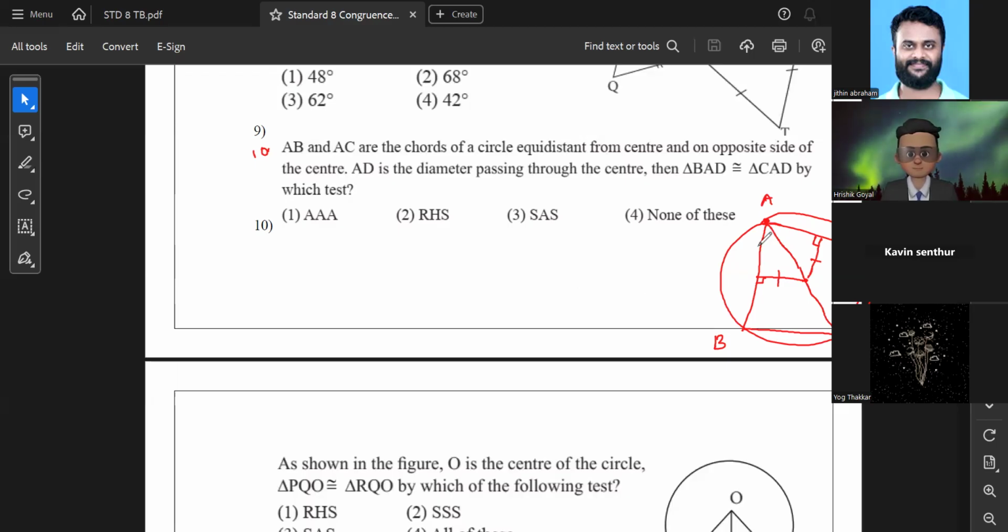Wait, I'm thinking. Just a minute. Since the chords are equidistant, the angle at A will be bisected, and so AB and AC will be equal. Actually, it is usually done by SAS.